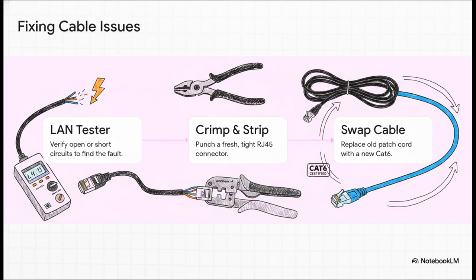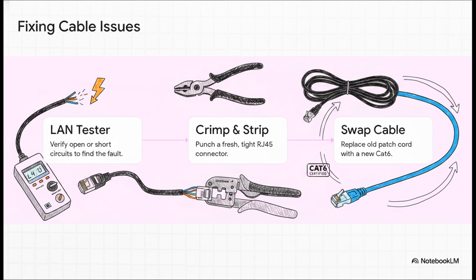Step 1, disconnect the suspect cable and plug it straight into your LAN cable tester. If the lights show an open or short circuit, you've found your fault. Step 2, if it's a cable hidden behind a wall, cut the bad end off, carefully strip the wires, and use your professional crimping tool to punch a fresh, tight RJ45 connector.